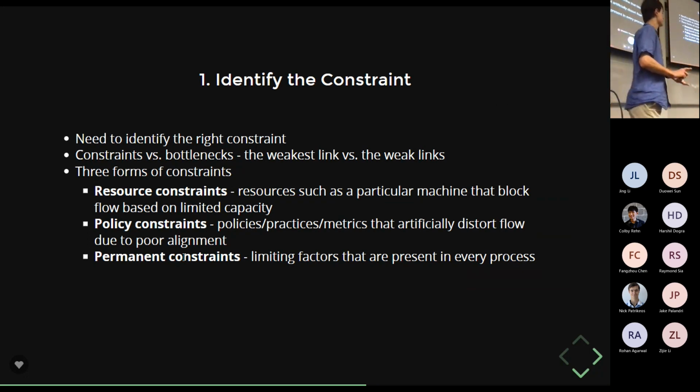A constraint is different from a bottleneck. There might be a whole series of weak links in your chain, but there's one of them that's the weakest link, and that's the path to improvement.